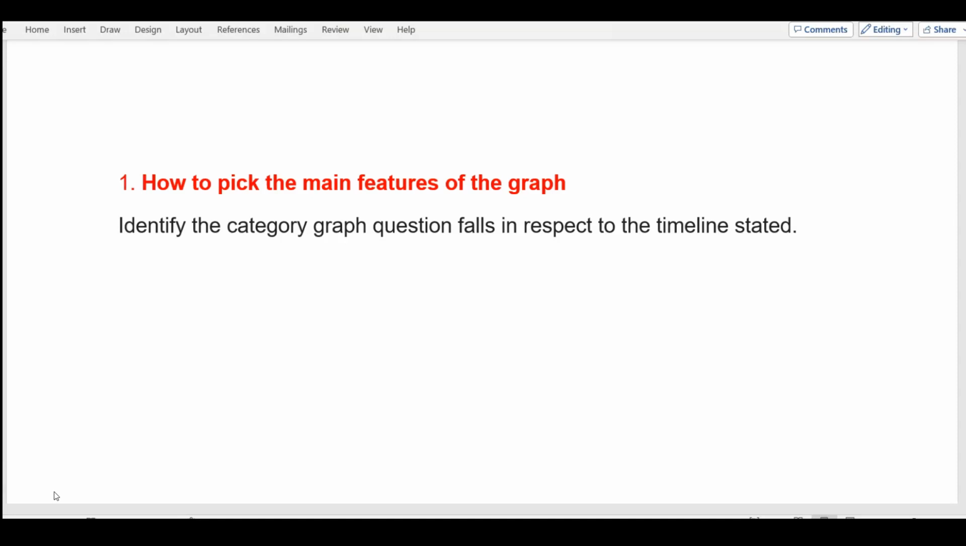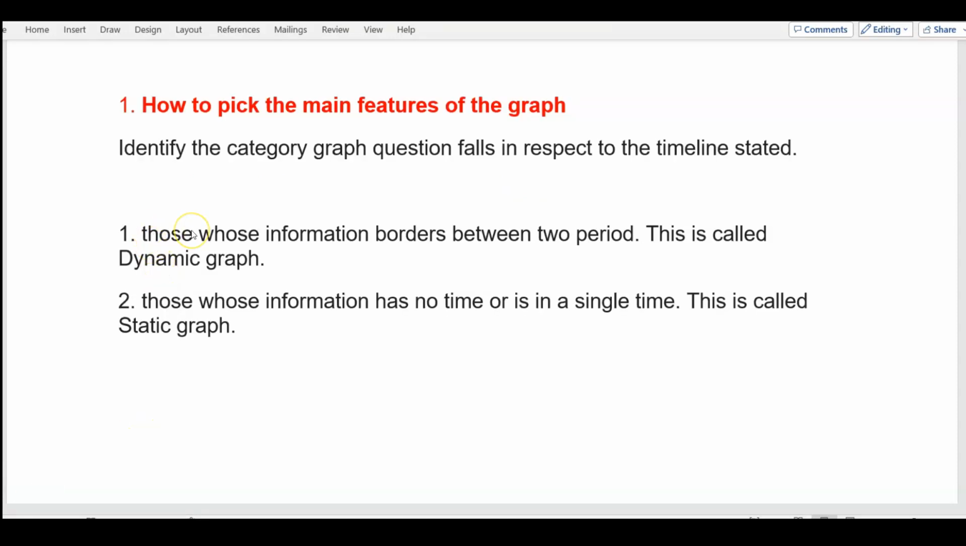So for you to select the main features of the graph, the first thing that you need to do is to identify the category of the graph question and know where it falls in respect to the timeline. All right, so when you take the timeline, there are two different groups of the graph question. One, there are those whose information is bordered between two time periods. So you will get some graph questions which state that maybe it's from 2005 to 2010.